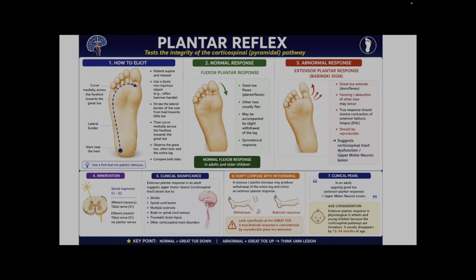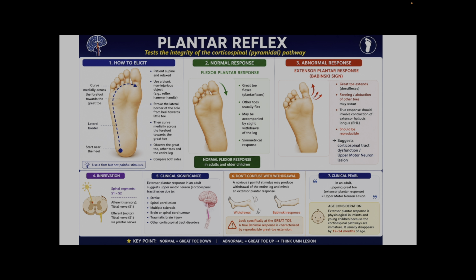The important abnormal response is the extensor plantar response or Babinski sign. What is the important abnormal response? It is the extensor plantar response or Babinski sign. In the third, you can see the abnormal response, the extensor plantar response. Here the great toe dorsiflexes or extends and the other toes may fan or abduct.